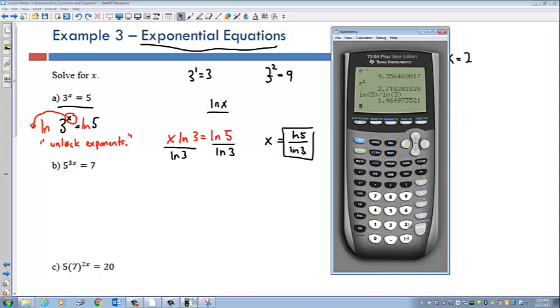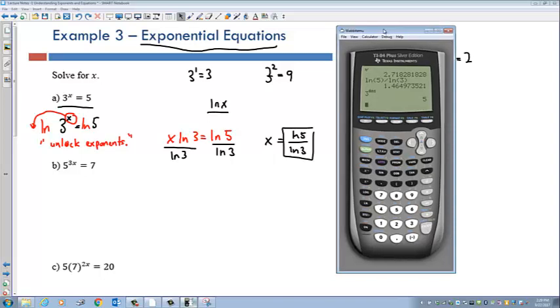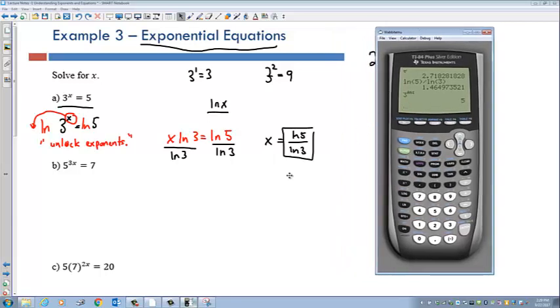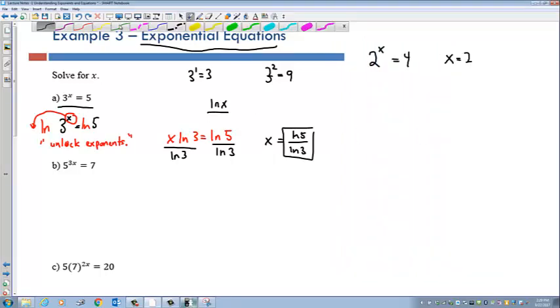And you can check, if you take 3 and you raise it to that answer, you see you get out 5. If you want to round it, you can, but you always have to have the exact answer. So if you want to write down 1.46, I have no problem with that. You could say approximately 1.46. But make sure you have the exact answer down, because this is the answer, not 1.46. It doesn't say solve approximately for x. It says solve for x. And so x is the answer, ln of 5 divided by ln of 3.